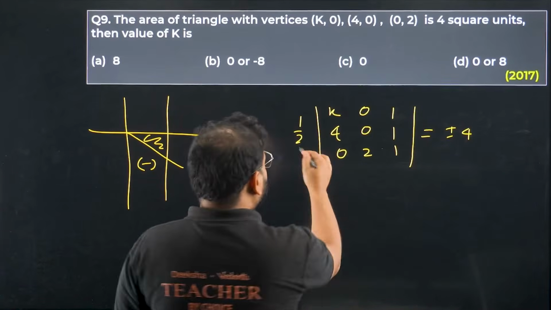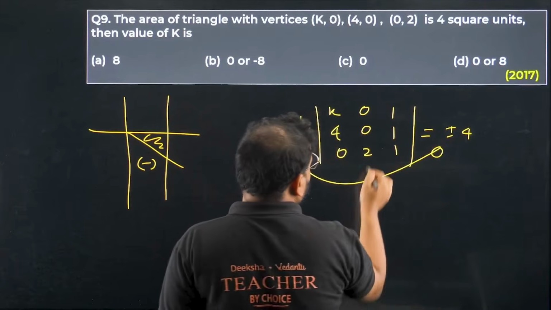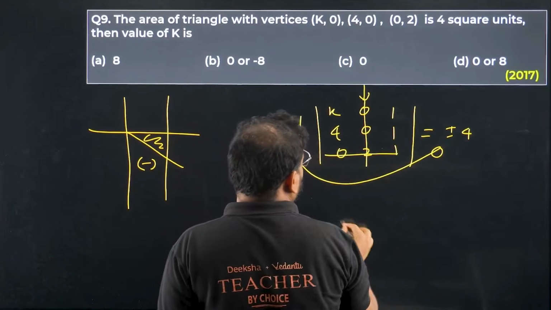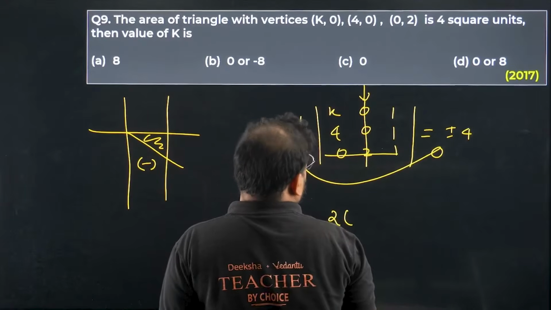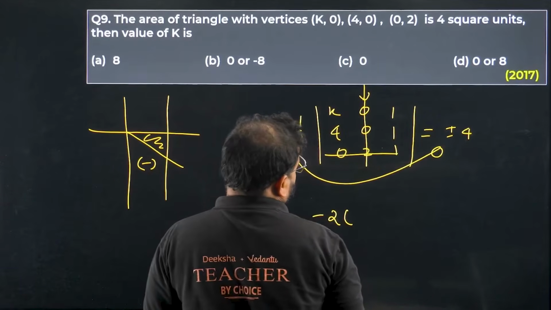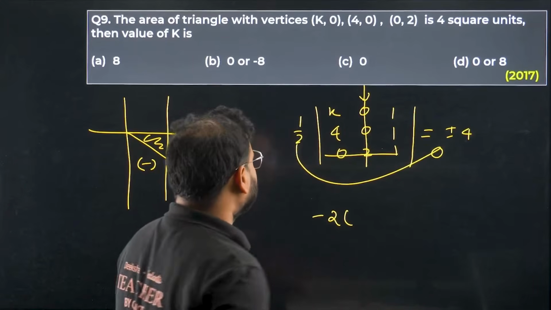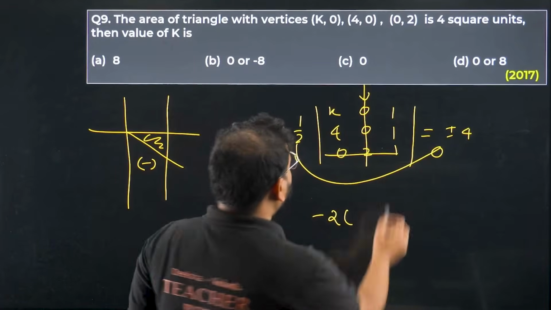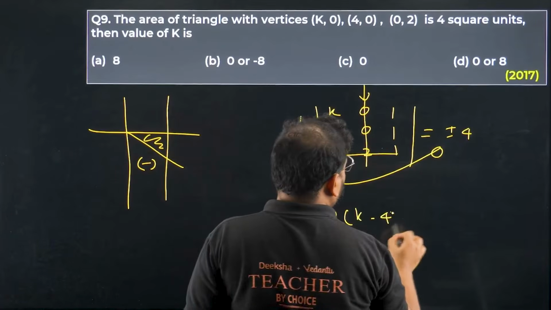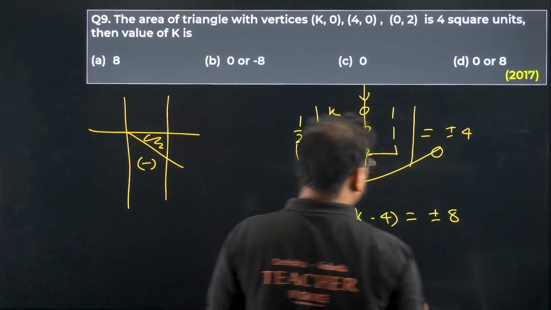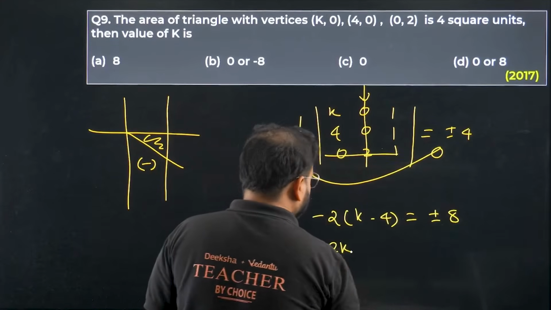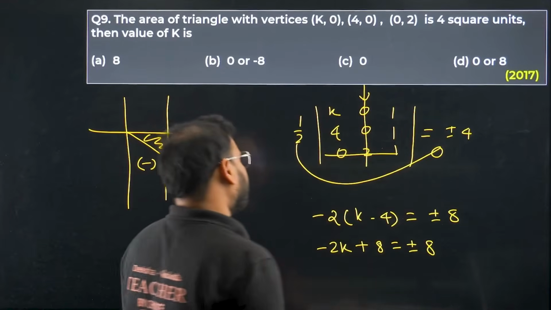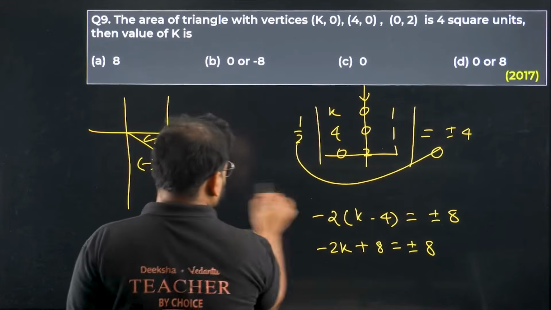Okay. To bring this 2 on this side, you'll have what? Determinant across, we can find across second column. So this will be cancelled. You have minus 2 times of, correct? Plus minus plus, correct. So you'll have minus 2 times of K minus 4 equals to plus minus 8. Okay, we get here minus 2K and we get plus 8 equals to plus minus 8. Have a look.